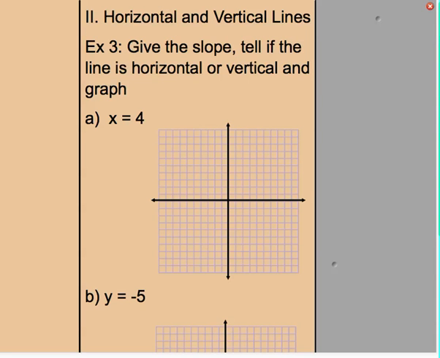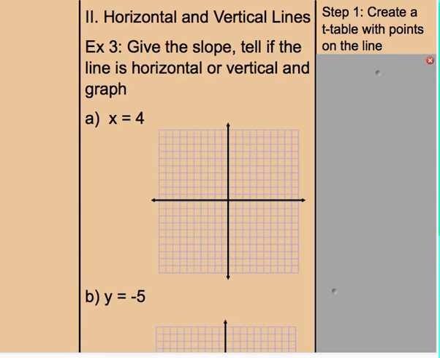And just some more practice with horizontal and vertical lines. We're going to identify the slope. We're going to identify if the line is horizontal or vertical, and we will graph it. And I don't care what order you do this in. If it's easier for you to graph it and then go back and give the slope in horizontal or vertical, that's fine. I don't care. And in fact, I think that's how I kind of set up my steps.